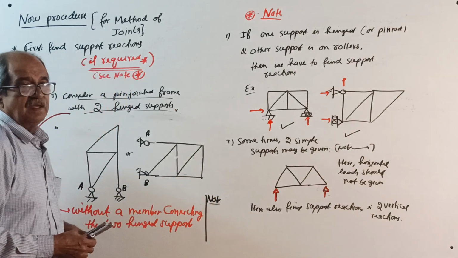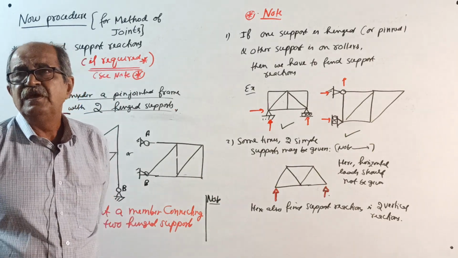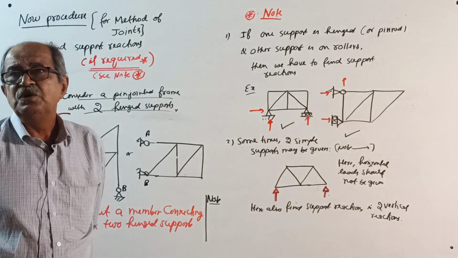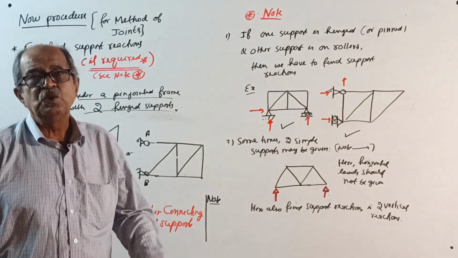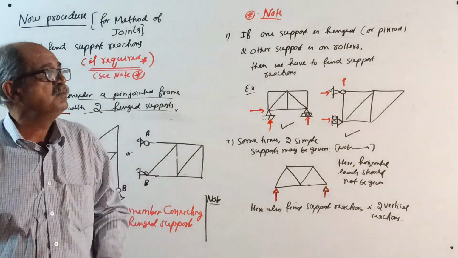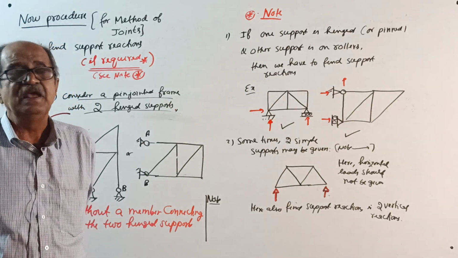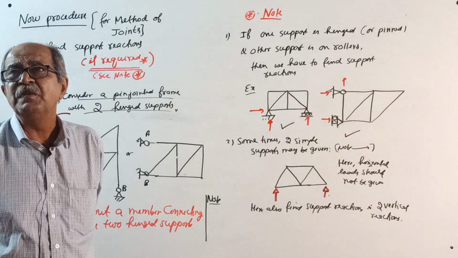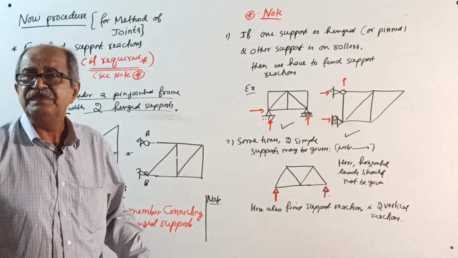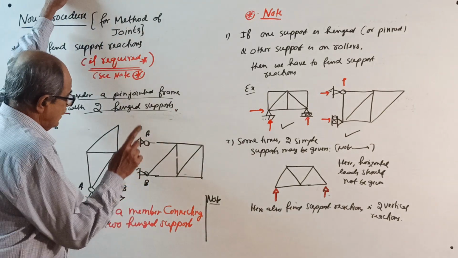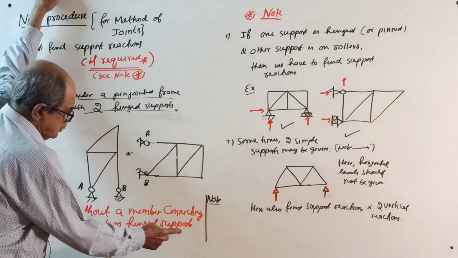Make a note here. Two hinged supports means each support has two reactions: horizontal, vertical, horizontal, vertical. The total number of unknowns becomes 4. But the equilibrium equations for finding reactions are 3. Sigma M is also applicable, so it is 3. Sir, how to find reactions? Nothing to worry. See, there should be no member connecting the two hinged supports.